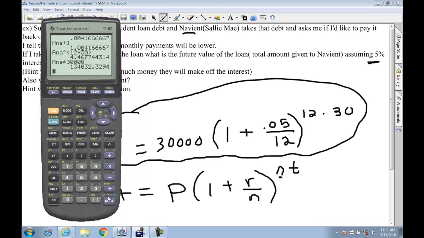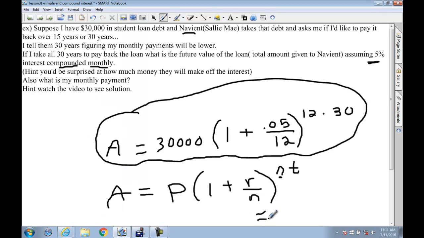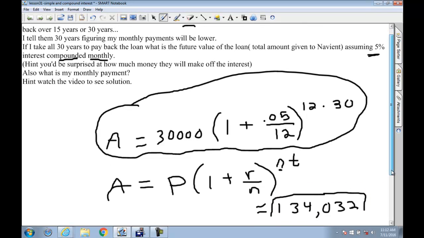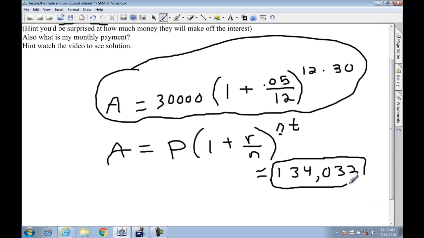And whoa, 134,032 and some change. Let's record that. Wow. So we think we borrowed 30,000, and over the life of that loan, look at that, 134,000. So they're making a lot of money, right?